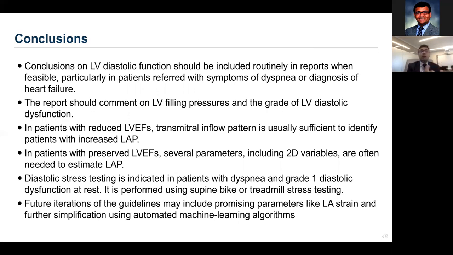And further iterations of the guidelines will probably be taking in new cutoff values for E prime and LA volume index, and also maybe incorporation of robust parameters like left atrial strain, and using new machine learning approaches, which could help us simplify the processes for arriving at the diagnosis.